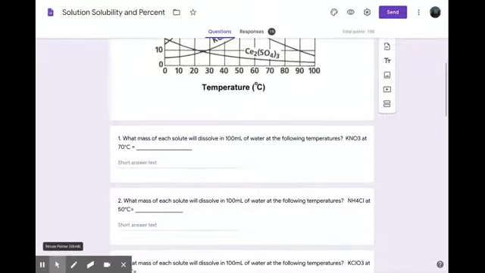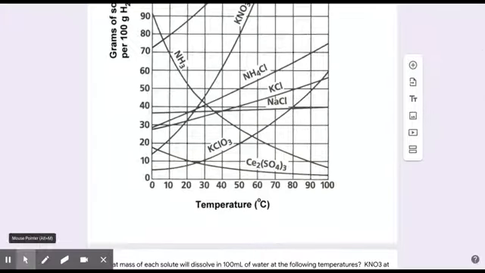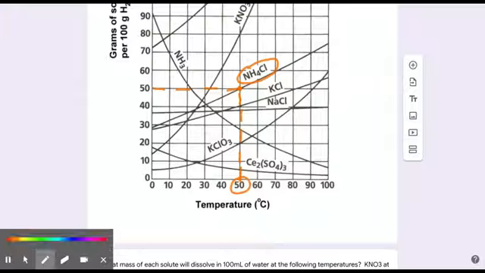The second question is the same question but a different compound. Ammonium chloride at 50 degrees Celsius. Let's find ammonium chloride at 50 degrees. So 50 degrees is right here, the circle. Ammonium chloride is right here. So go from 50, go all the way up. When it hits ammonium chloride, the intersection of the x and y axis, it's 50 gram per 100 gram of water.